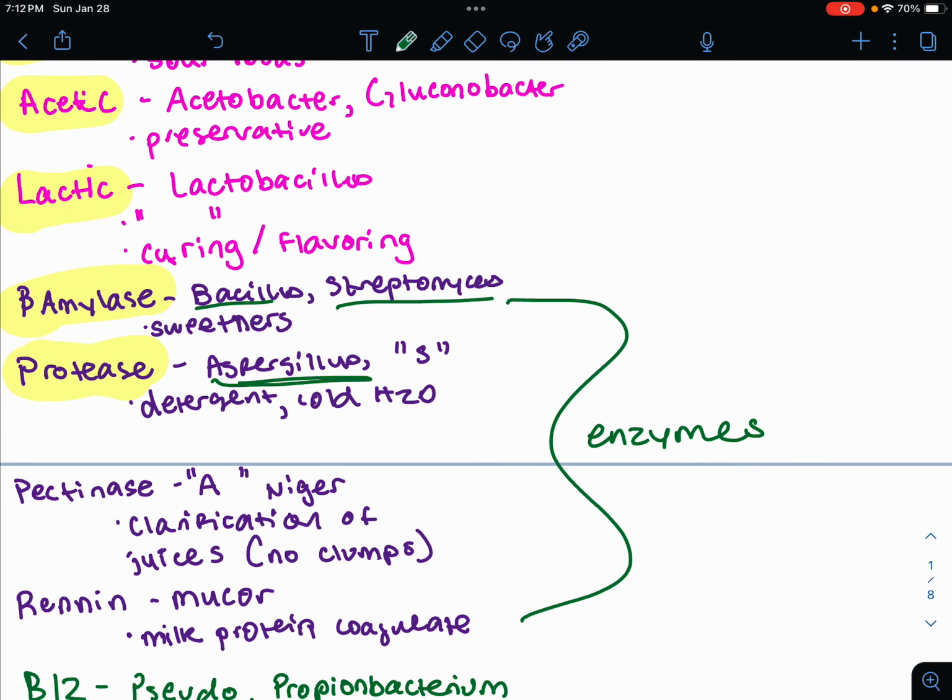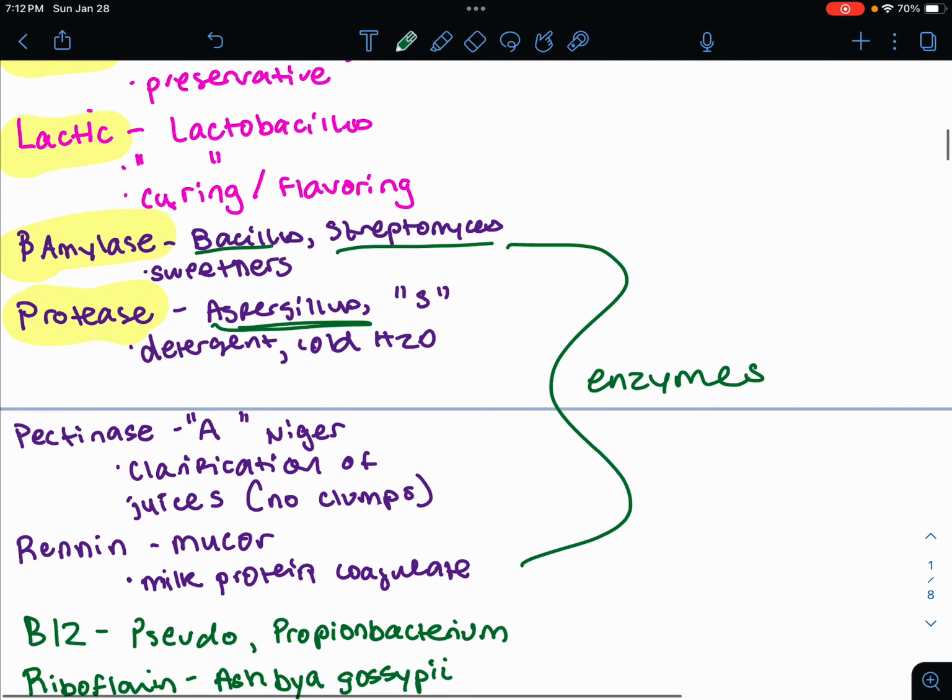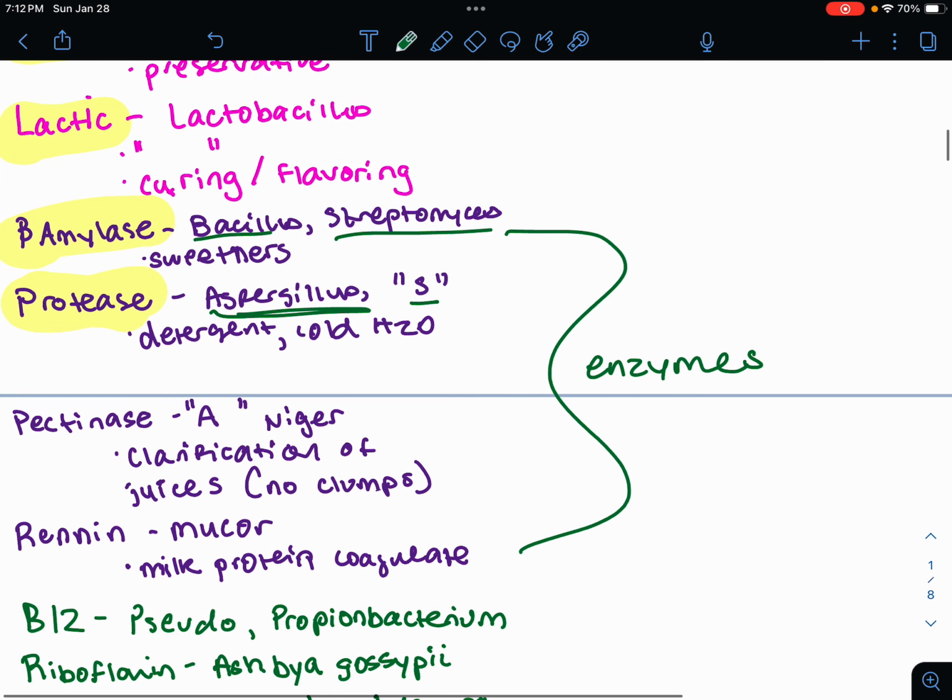Protease is going to be used in detergent, food industry, and pharmaceuticals. We'll also get it from Streptomyces as well. That's why the S is there. Protease is also harvested from Streptomyces. Pectinase A is also from the Aspergillus. Pectinases are going to be used in fruit juice clarification.